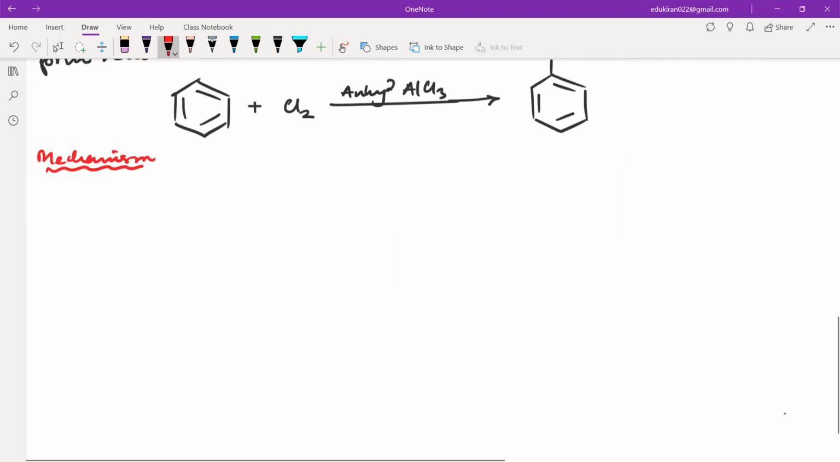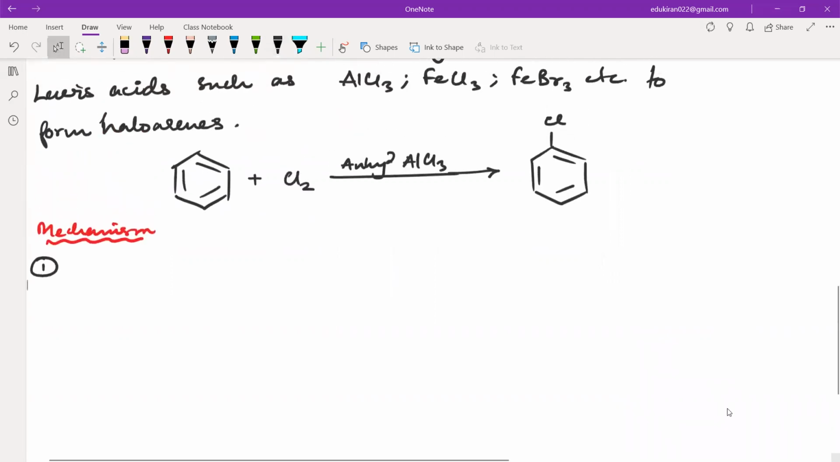So in the mechanism, you have written the notes now. Tell me, what is the first step in all of the mechanisms? Generation of electrophile. Okay. Now if I look at this reaction, tell me what will be the electrophile in this reaction. Yesterday I told you how to identify the electrophile just by looking at the reaction.